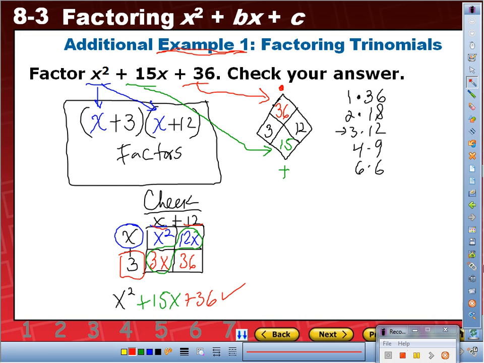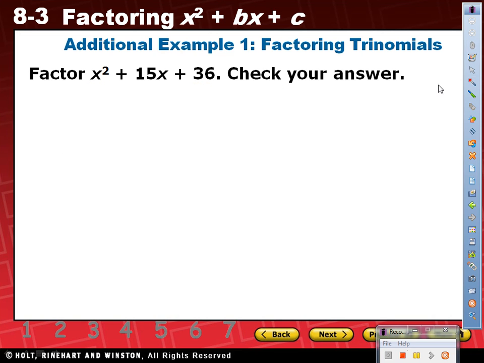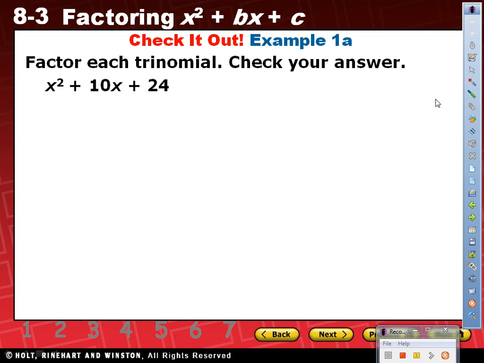Let's do another one. Copy this down. Example 1A. Copy this one. It says factor each trinomial. You don't have to copy the instructions anymore. You already have them. So just write example 1A and copy the trinomial x squared plus 10x plus 24. Let's do this one together. Here we go.